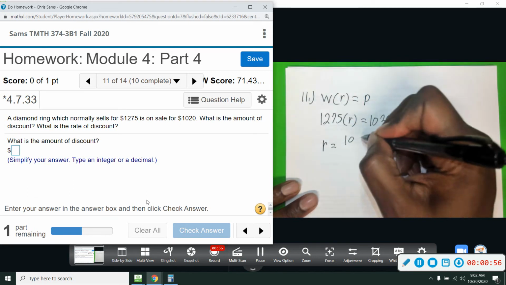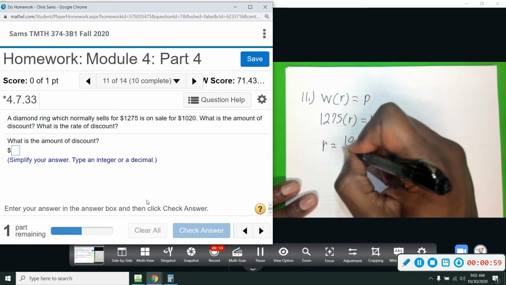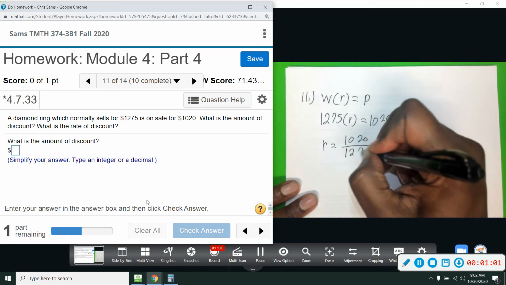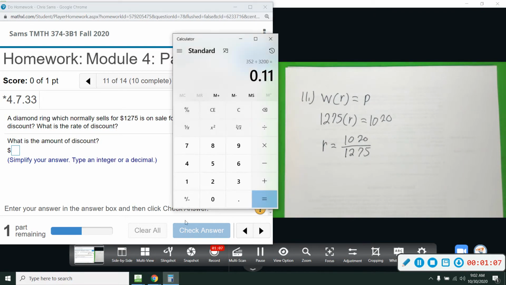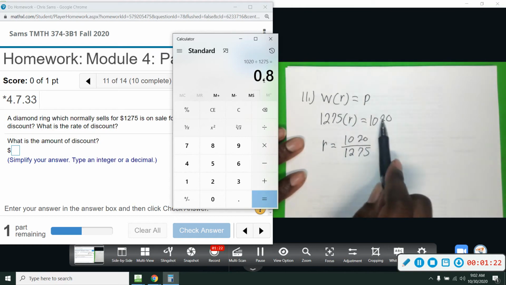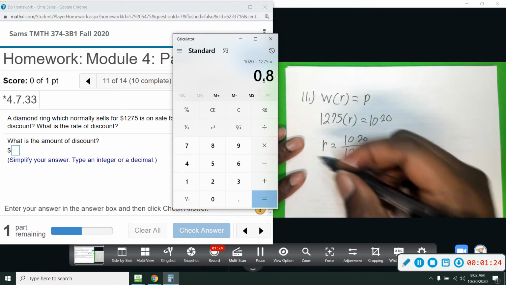So 1,020 divided by 1,275. So we'll divide these two. 1,020 divided by 1,275. So that gives us 80%. Okay, so this is actually 80% of the original price.